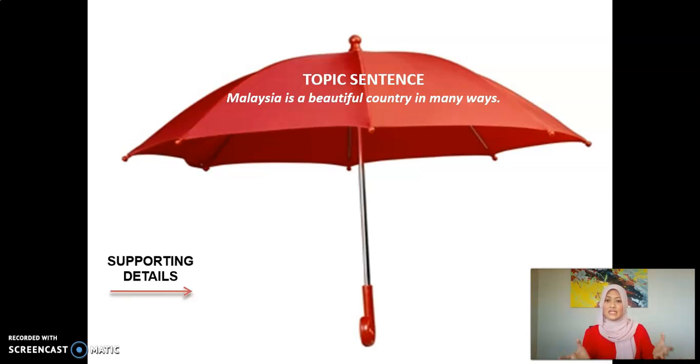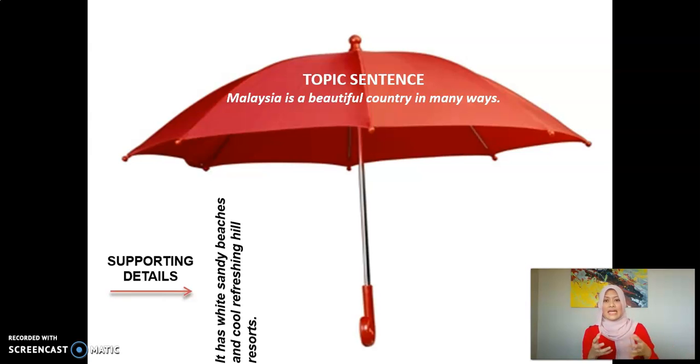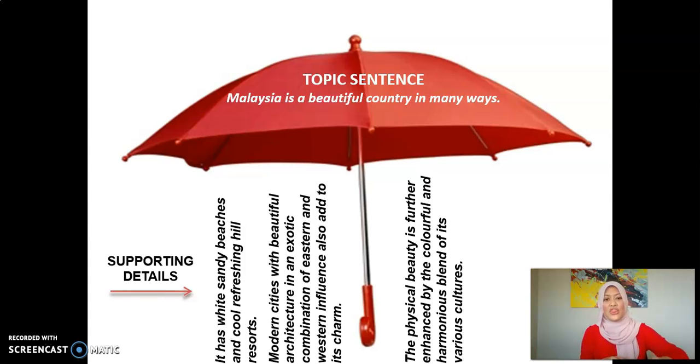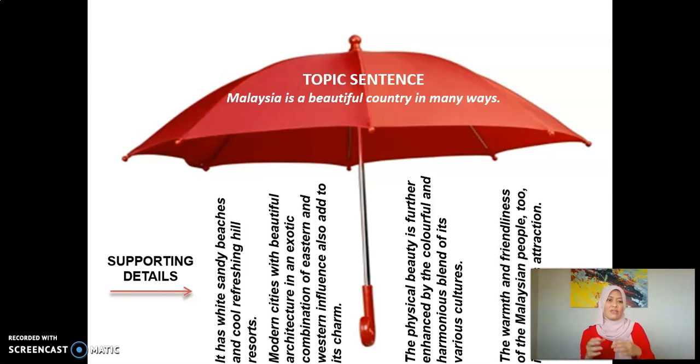What are your supporting details? First, it has wide sandy beaches and cool refreshing hill resorts. Second, modern cities with beautiful architecture in an exotic combination of Eastern and Western influence also add to its charm. Third, the physical beauty is further enhanced by the colorful and harmonious blend of its various cultures. And finally, the warmth and friendliness of the Malaysian people too is another of its attractions.